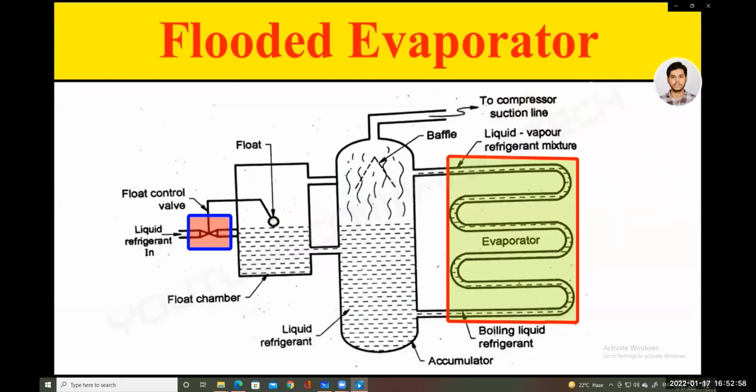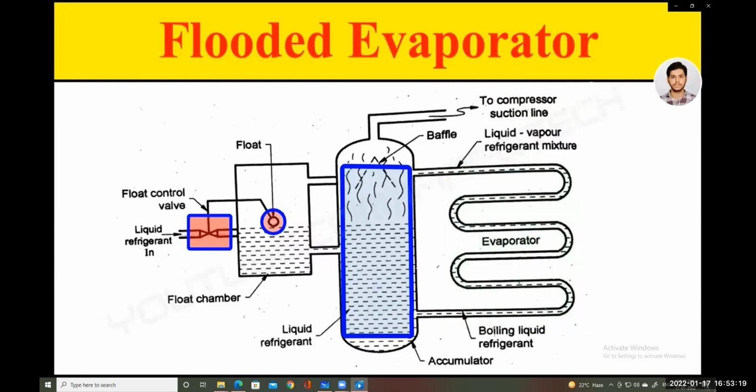Due to heat supplied by the substance to be cooled, the liquid refrigerant in evaporator coil vaporizes and thus liquid level falls down. An accumulator supplies more liquid to evaporator to maintain liquid level in evaporator. And so float falls down and opens float valve. Hence liquid from receiver enters into accumulator.